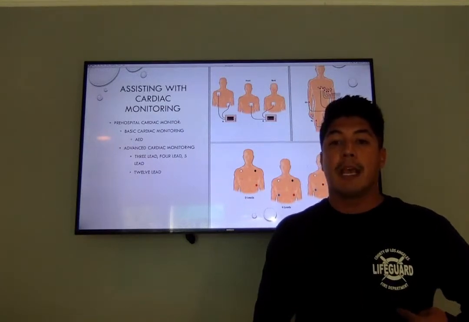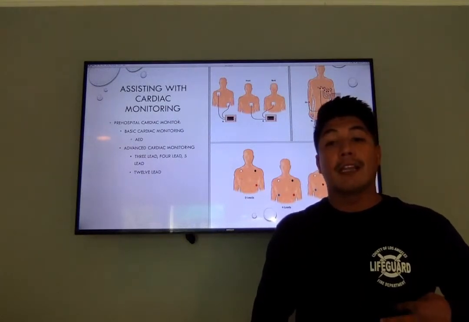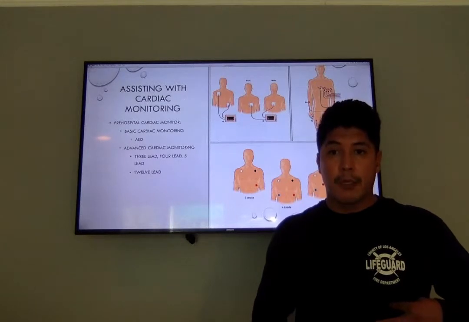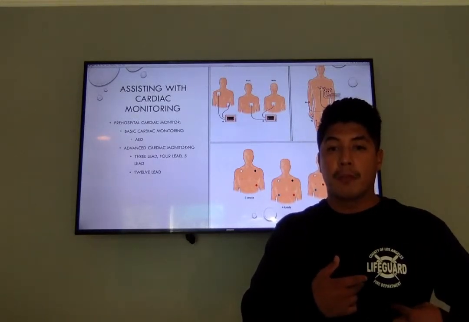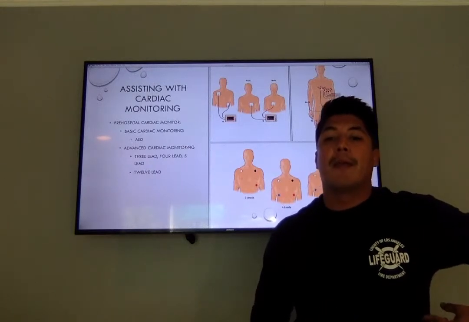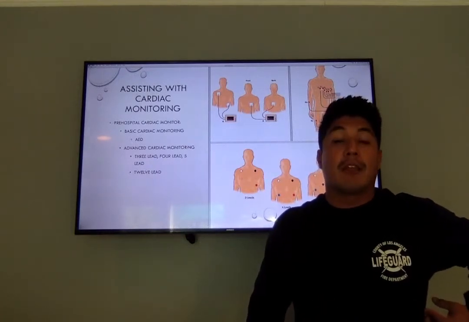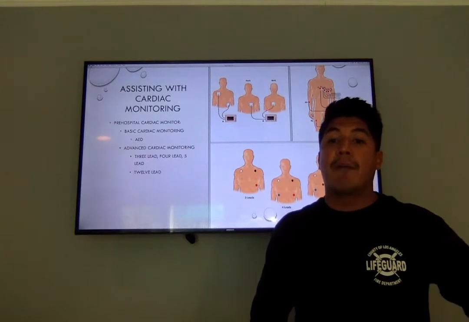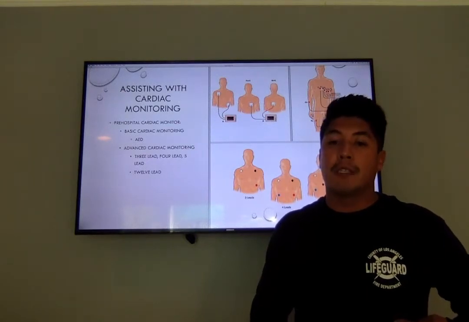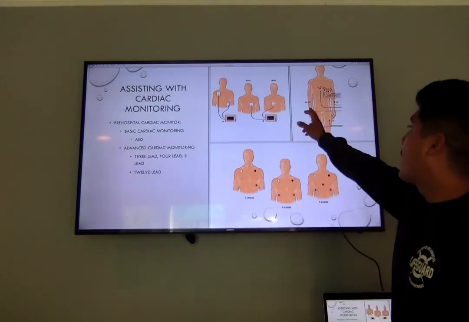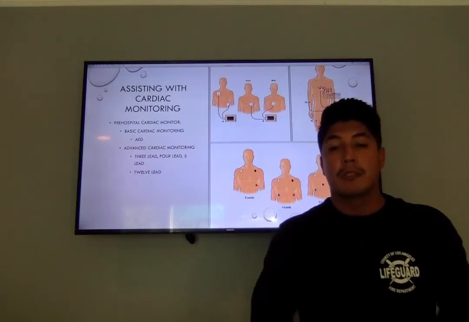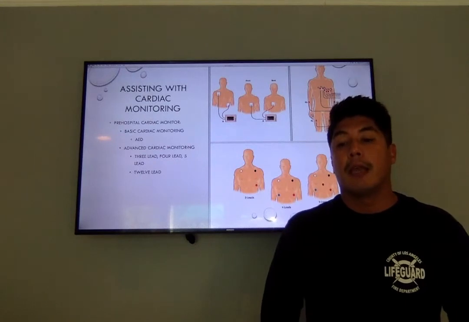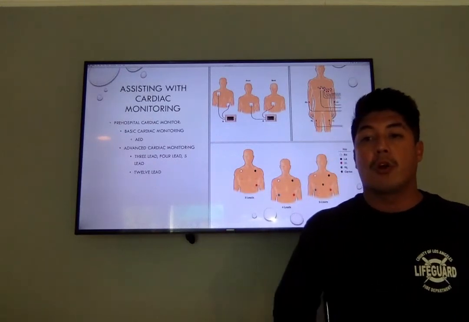V4 is going to be placed at the mid-clavicular area at the 5th intercostal space. V3 is going to be between V2 and V4. V6 will be placed at mid-axillary region at the 5th intercostal space. V5 will be placed between V4 and V6. And then we have right arm, right leg, left arm, left leg. And those are going to be placed on the forearms for the arms, the quad region for the legs. And these are all attached to cardiac monitors.